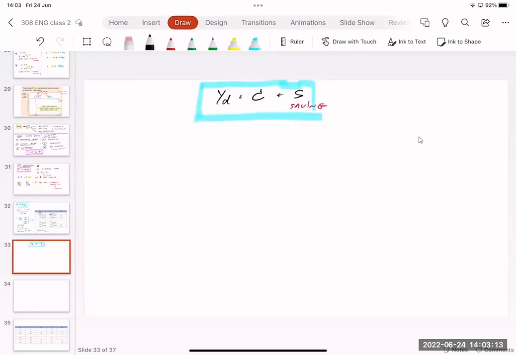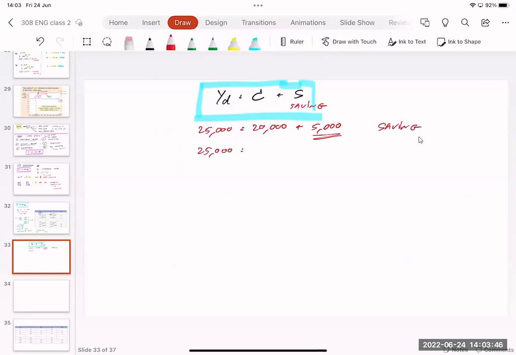So come back here. YD equals C plus S. For example, your salary after paying tax is 25,000. You spend 20,000 on consumption. So what does it mean? You have 5,000 left, so 5,000 goes to saving. You got it?